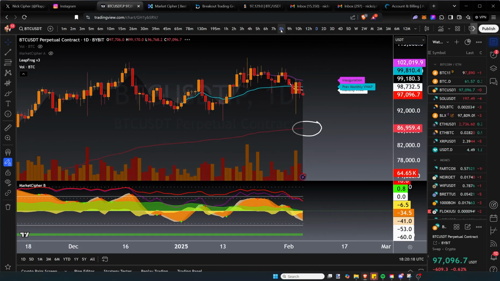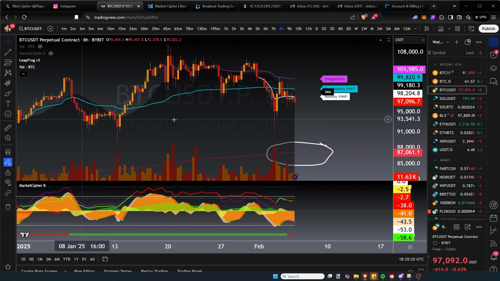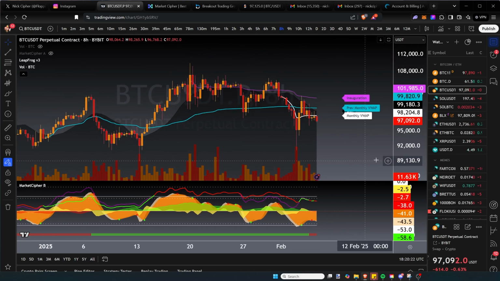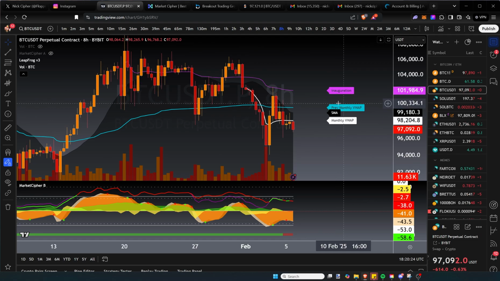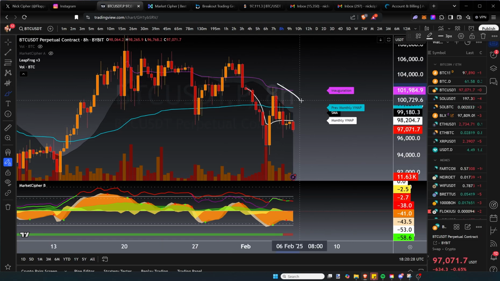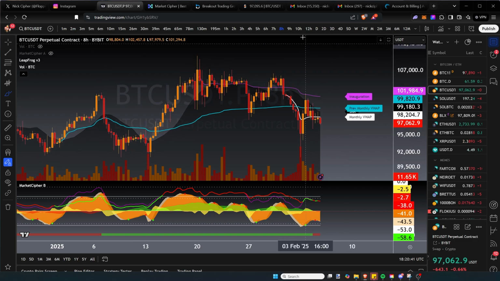So Bitcoin is now struggling under two monthly VWAPs here: the white monthly VWAP and the previous monthly VWAP underneath both of them. We're also in a steep 5-day SMA downtrend, that black area back there. And we're underneath the inauguration VWAP from Trump's inauguration, signaling a kind of sell-the-news vibe here. So this is quite bearish, especially as you see the money flow pouring out on these middle time frames.